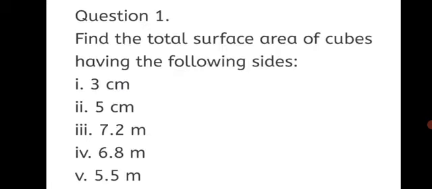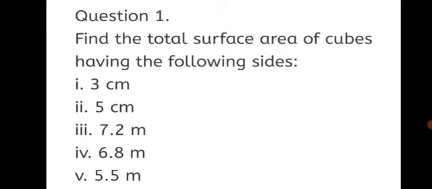Question number 1. Find the total surface area of cubes having the following sides. So the question is about surface area of cubes. You just now learned the surface area of cube formula, which is 6 into side square. So the same formula we will use to find the area of cubes having these sides. So one sum at a time we will be solving. These are the sides given.